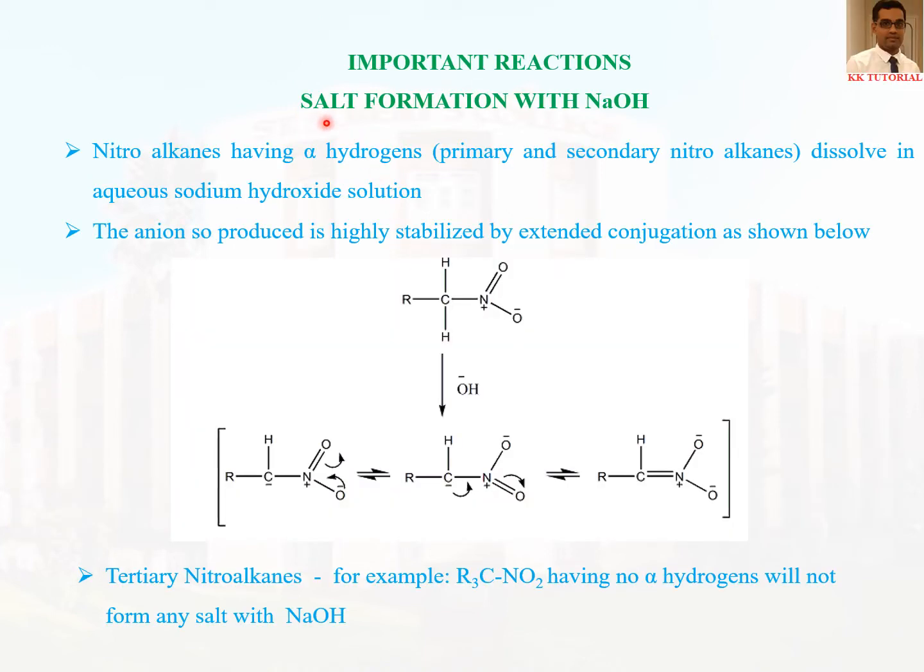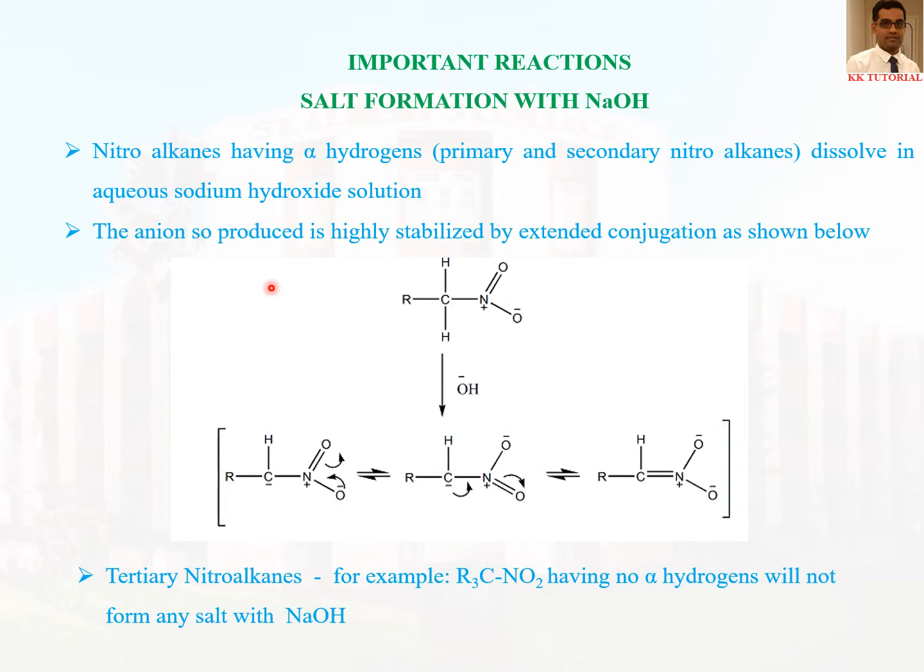Okay, so let us start with the first reaction, which is the ability of nitroalkanes to form salt with NaOH. Nitroalkanes having alpha hydrogens, that means primary and secondary nitroalkanes, can form salt with NaOH to dissolve in NaOH, which means that nitroalkanes are acidic in nature. Normally, an acid reacts with a base to form a salt. If nitroalkanes are forming salt with NaOH, that means nitroalkanes are acidic.